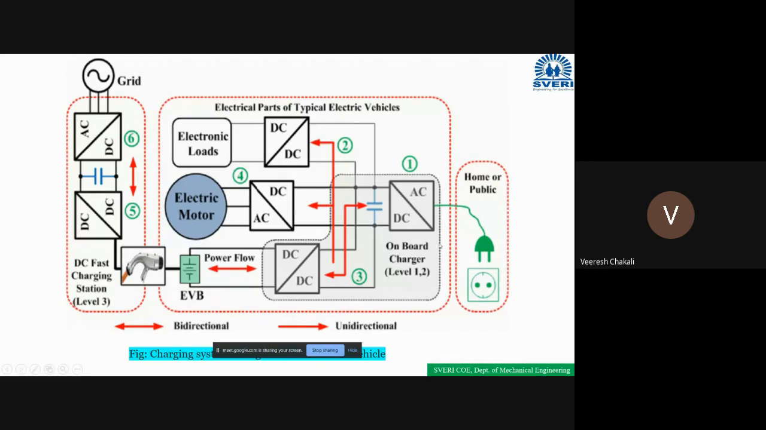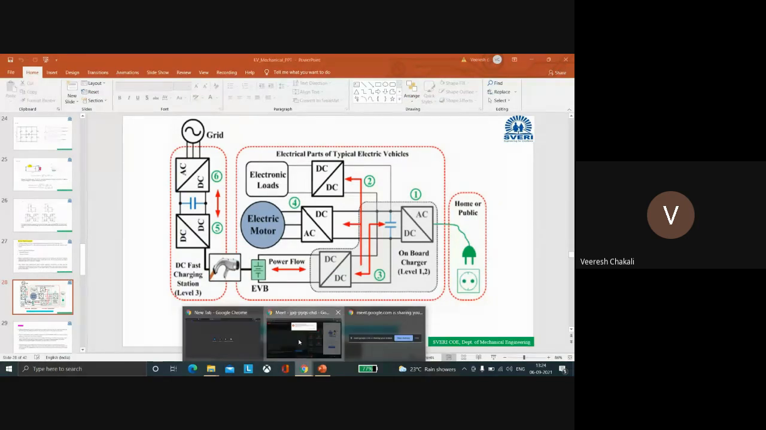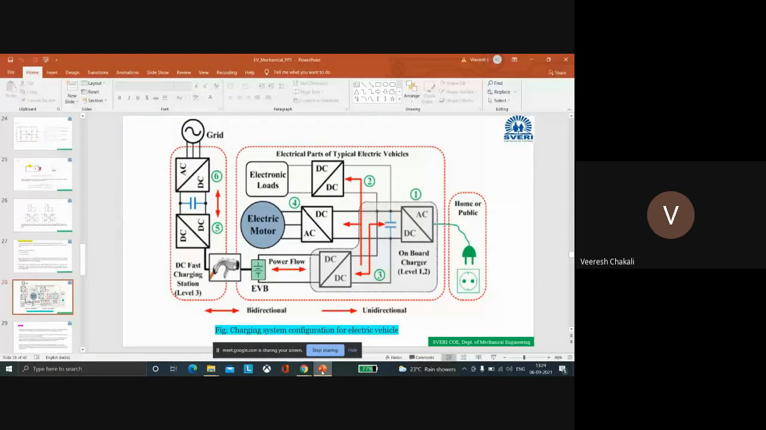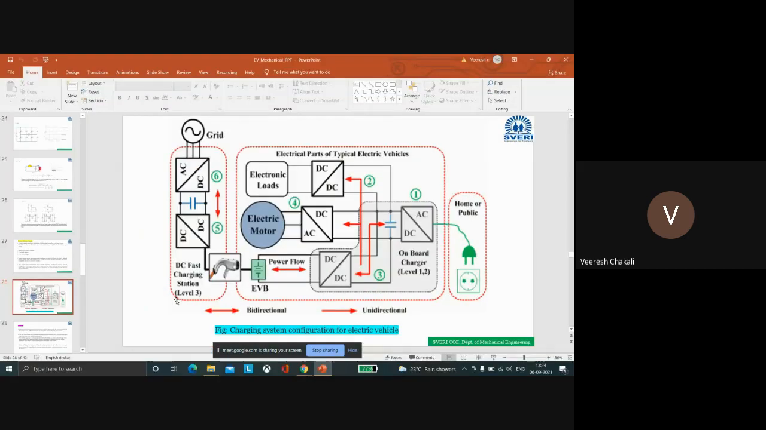But in the case of, again, someone is going to join. Okay, offboard chargers with the students are joining.